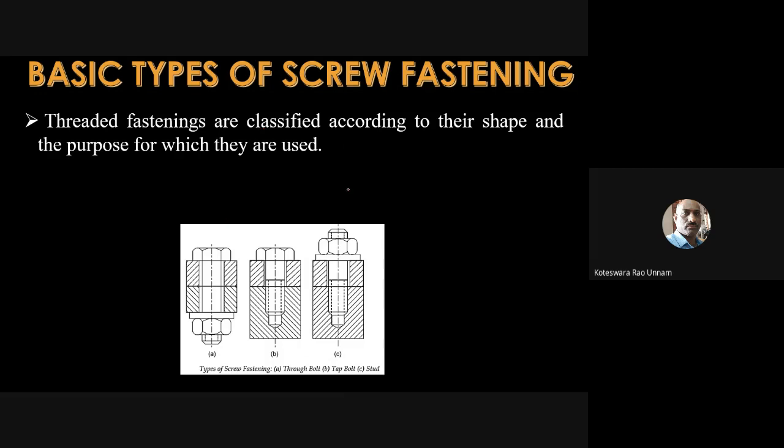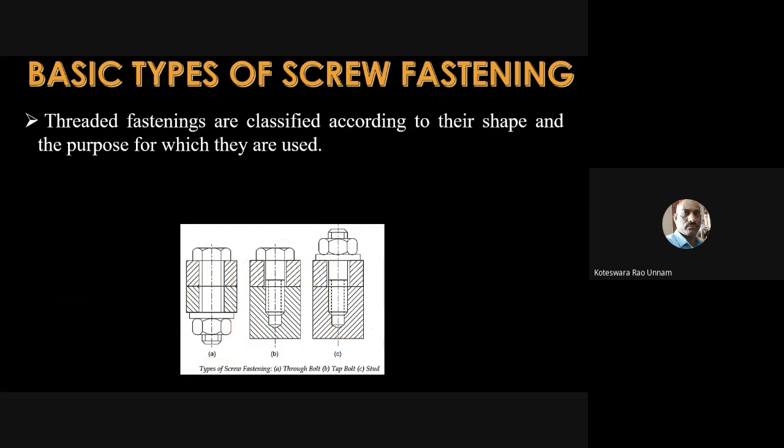You can see that in this picture you have three types of joints. All three are threaded joints only. The first one we call a through bolt, the second one a tap bolt, and the third one a stud. So what is the difference here? You can observe it from these three figures.